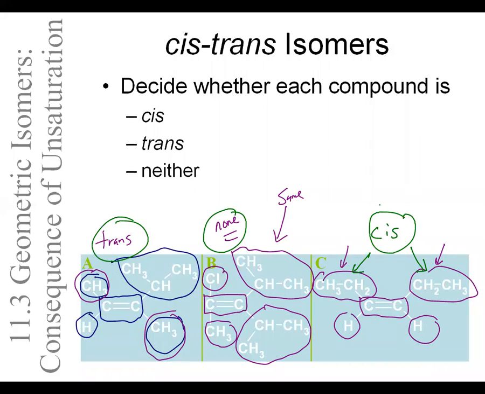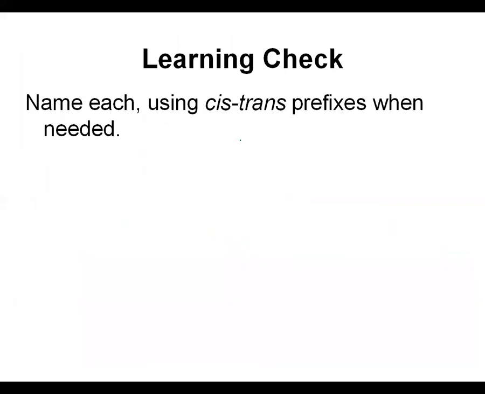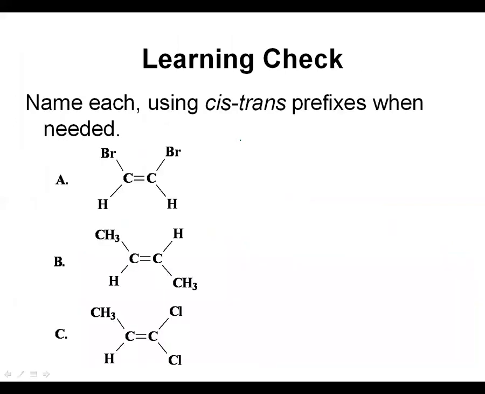Okay, I think we'll finish up here just talking about this one. When we look at this first one here, we have different groups, which is good. The groups that are the same are on the same side of the carbon, so this would be cis.